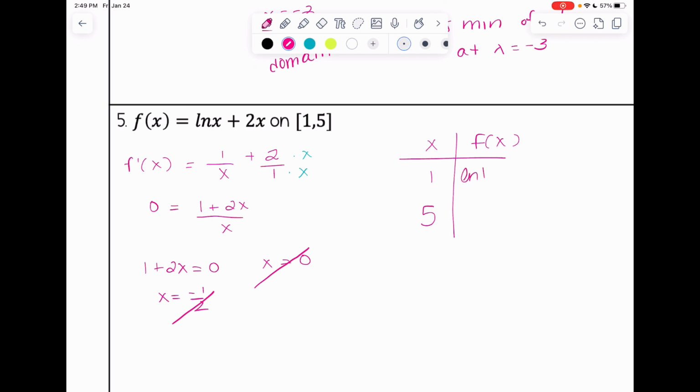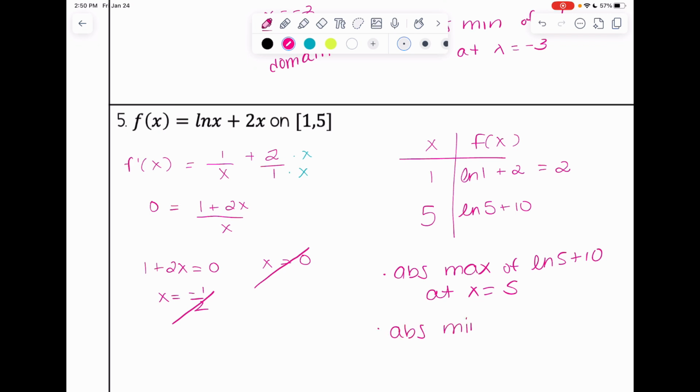This is going to give me ln of 1 plus 2. We might already know ln of 1 is 0, so this is going to come out to 2. This is ln of 5 plus 10. Even though we might not know how to simplify that one, we should definitely be able to gather that ln of 5 plus 10 is something greater than 2. So therefore, there is an absolute max of ln of 5 plus 10 at x equals 5. And there's an absolute min of 2 at x equals 1.